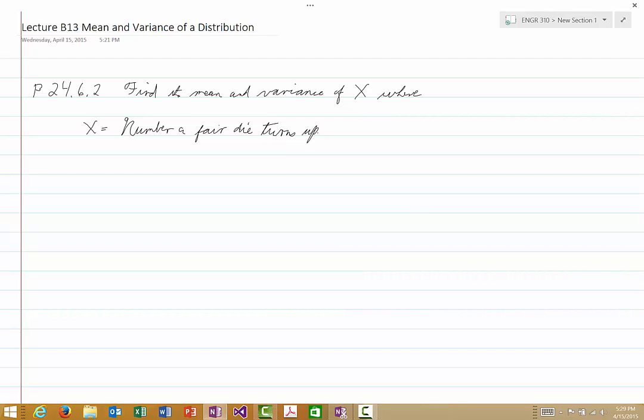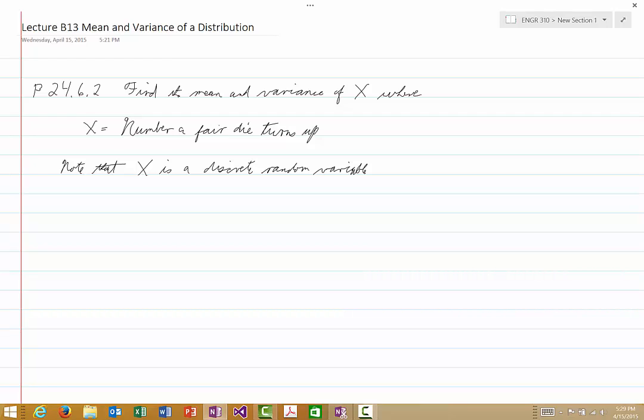Now, first of all, let's make the note that this random variable x is a discrete random variable. In other words, the values that x can assume are discrete values. They do not fall in a continuous range of values. The only values that x can assume for a fair die are 1, 2, 3, 4, 5, and 6.